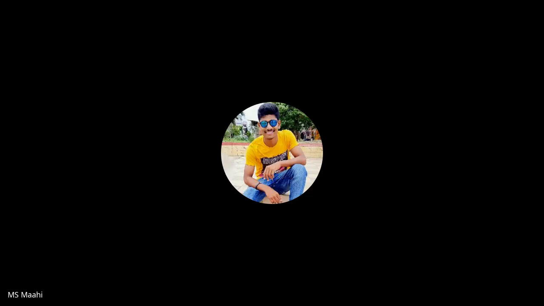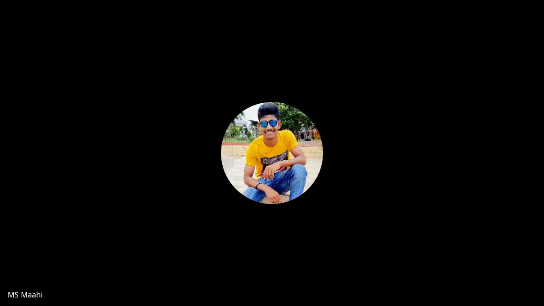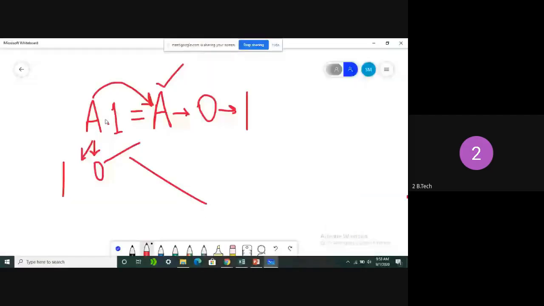And again, we have the laws associated with OR. OR laws are nothing but A plus 0 is always A. Just like A into 1 is always A, see here, the same way A plus 0 is always A. Now these are the laws associated with OR.